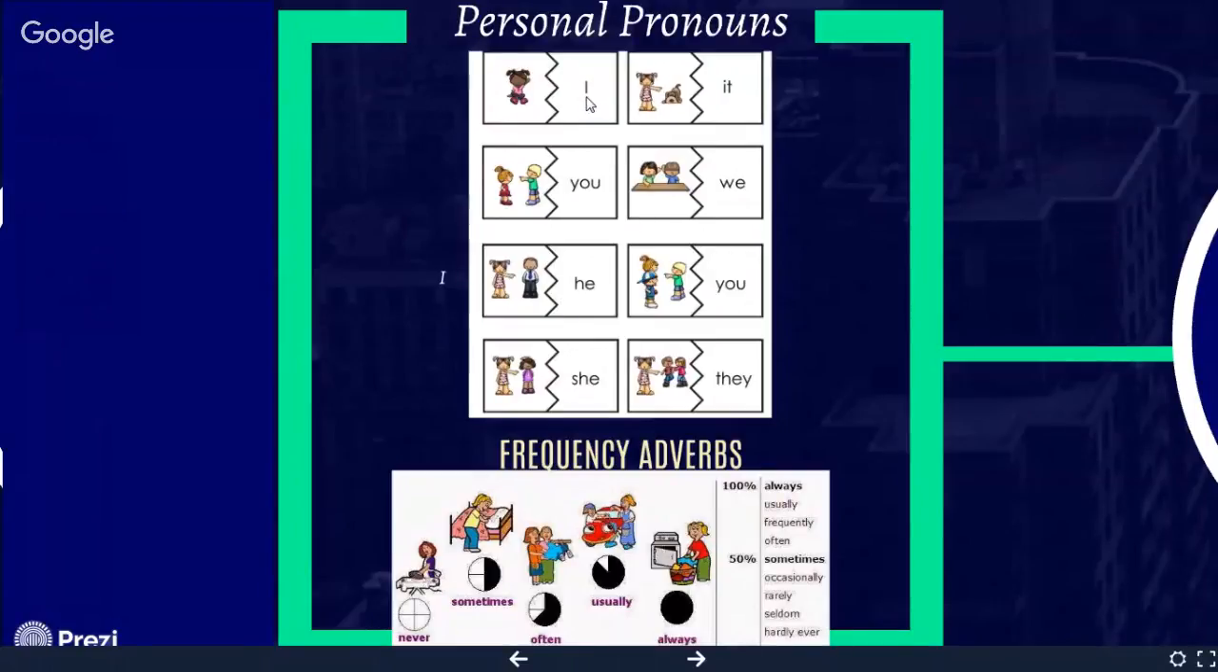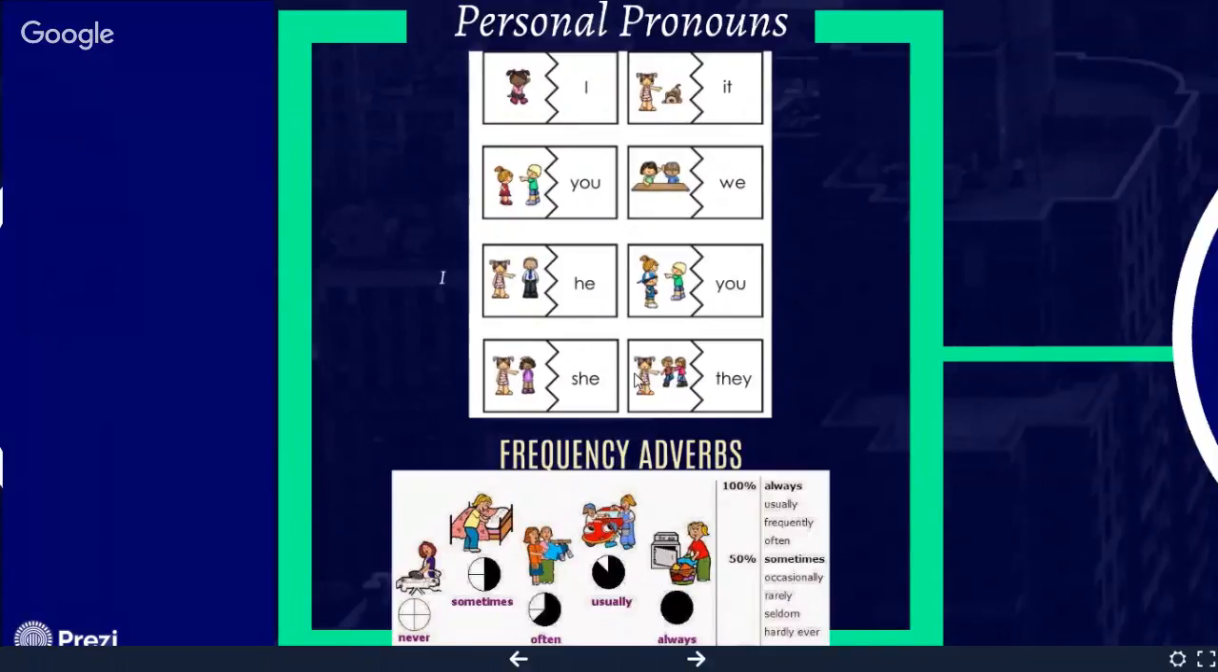The first is I. The second, you. The third person is he, she, it. The first person in plural, we. The second person in plural, you. And the third person in plural, they.